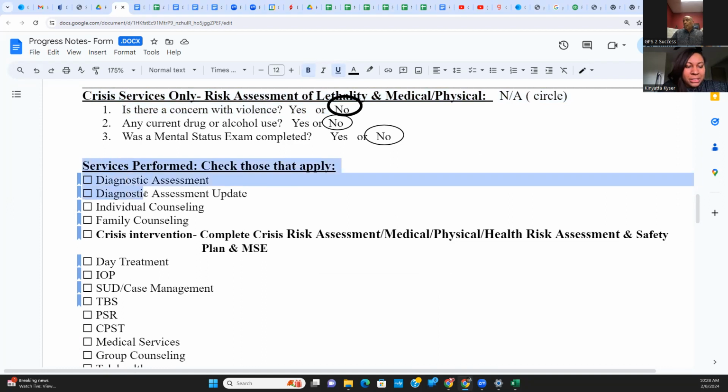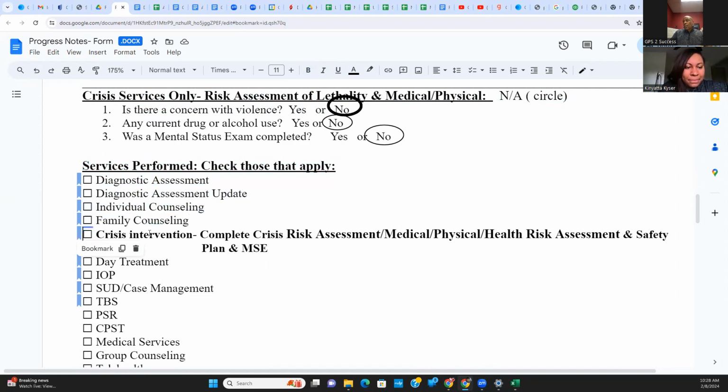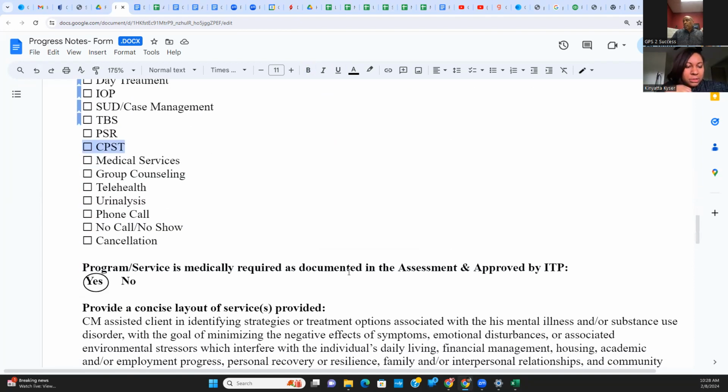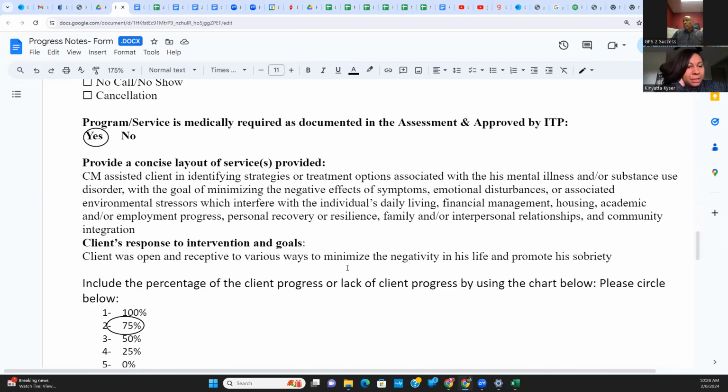Then right here, it asks you what service. I will pick CPST. Oh, CPST, got it, okay. And then scroll down. I could put that it was a phone call too.